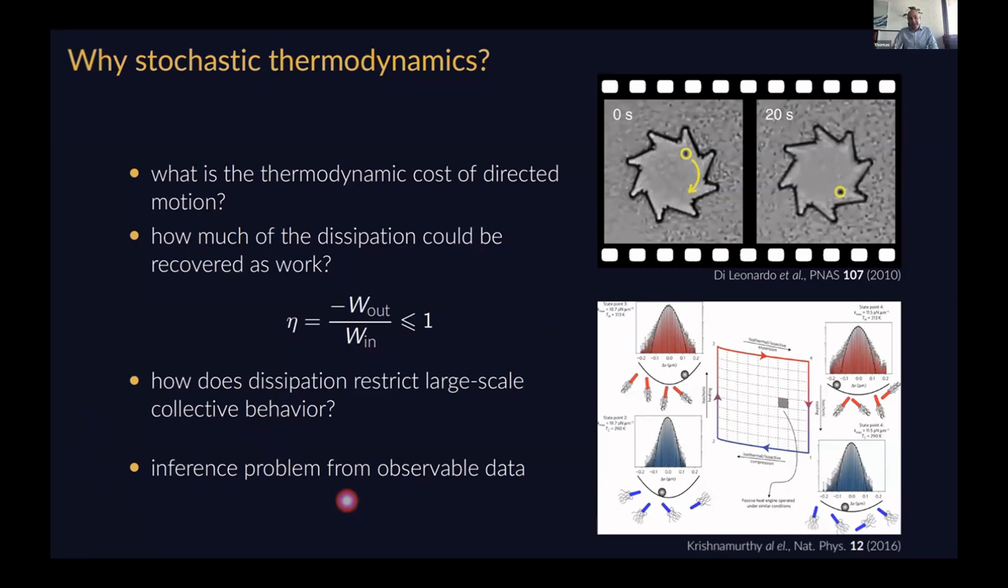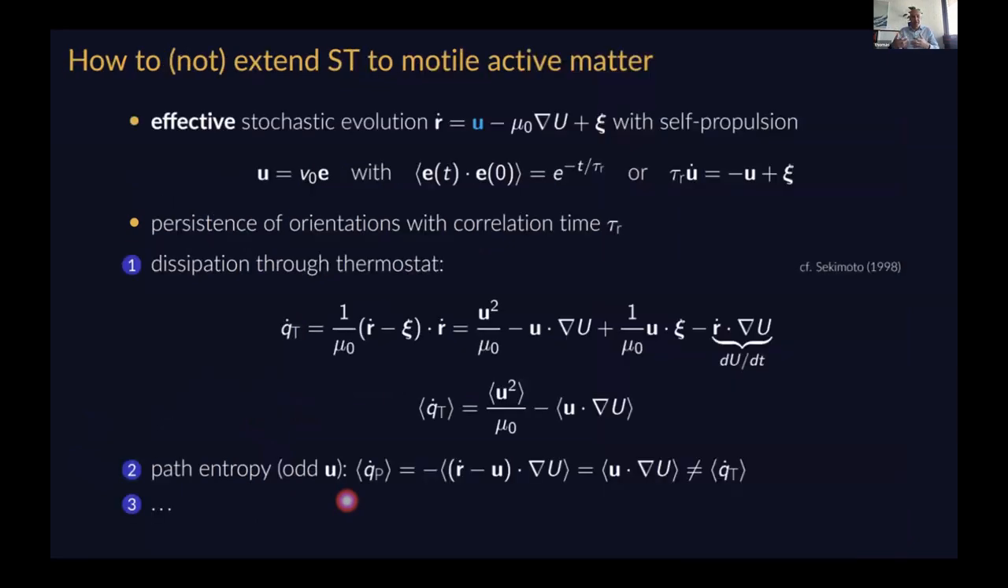But before getting there, you have to define what the expressions for entropy production are. And this is where it becomes a bit difficult, because you have to realize that a lot of these models in active matter are actually effective stochastic evolutions. So they come like something like this.